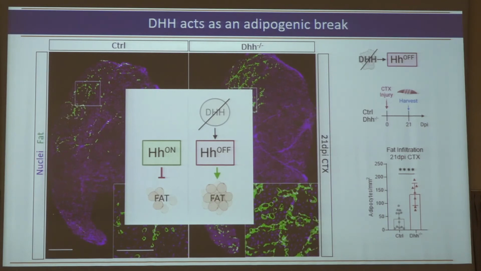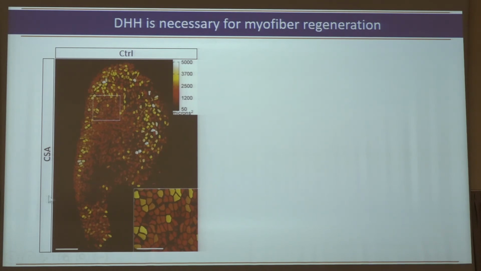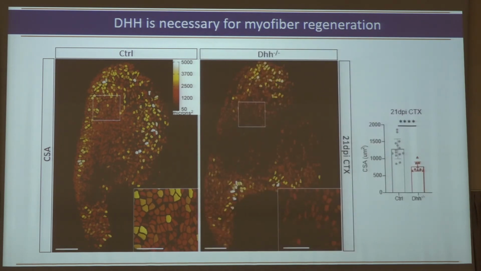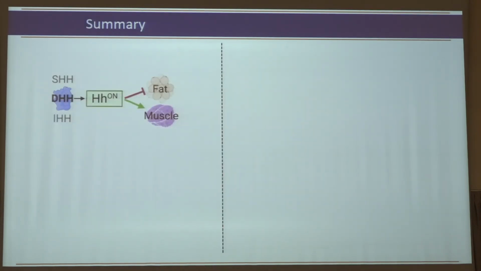So what about muscle? We looked at cross-sectional area of single muscle fibers, and here I've color-coded muscle fibers according to their size. So darker red is smaller fibers, whereas yellows and whites are bigger fibers. And 21 days after cardiotoxin injury, we see a significant reduction in cross-sectional area, suggesting that Desert is necessary for myofiber regeneration. So in summary, I have shown that Desert is the endogenous ligand that is activating the pathway, leading to a repression in fat and an enhancement of muscle regeneration.